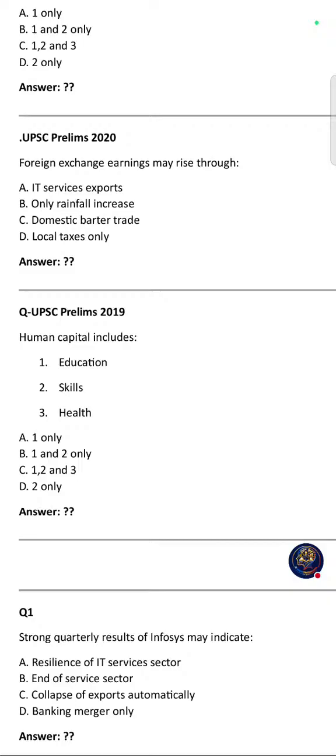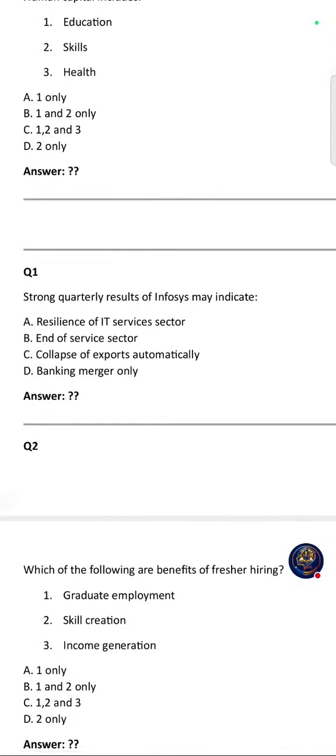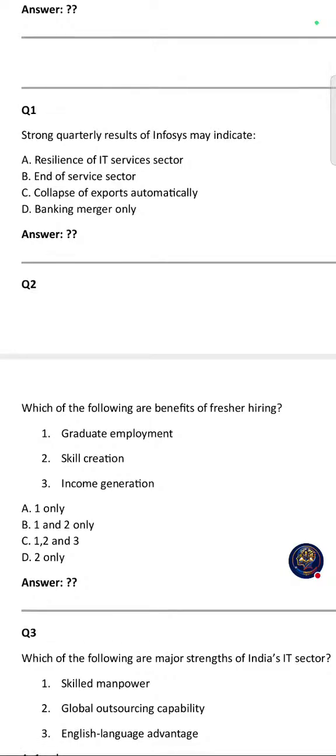Next, human capital includes 1, education, 2, skills, 3, health. What is the correct answer? 1, 2, 3. Strong quarterly results of Infosys may indicate, what does this indicate? Resilience of IT services sector. A is correct. Thank you.